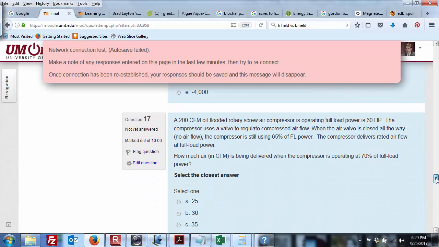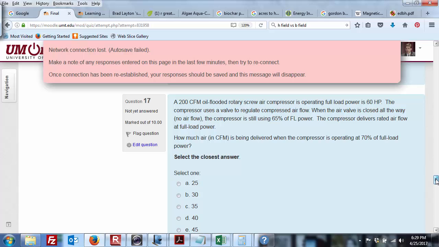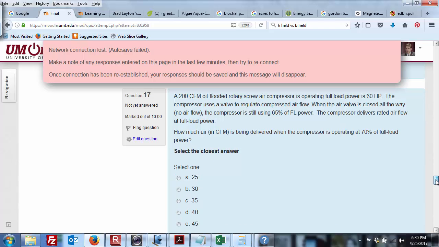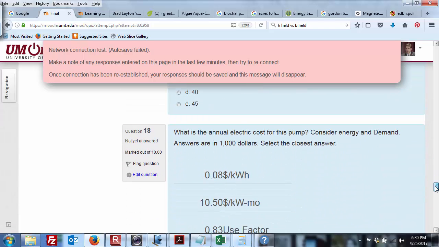2,000 CFM oil flooded rotary screws operating at full load. Compressor uses a valve to regulate airflow. When it's closed, the compressor is still using 65% full power. Compressor delivers airflow of how much CFM? Okay, so we'll use our affinity laws there.